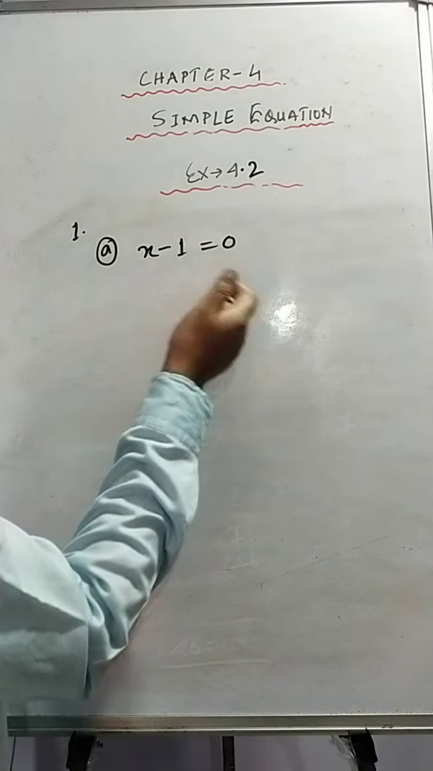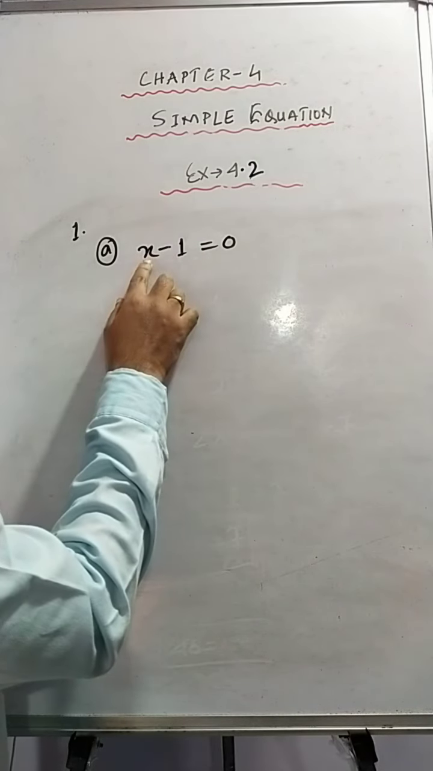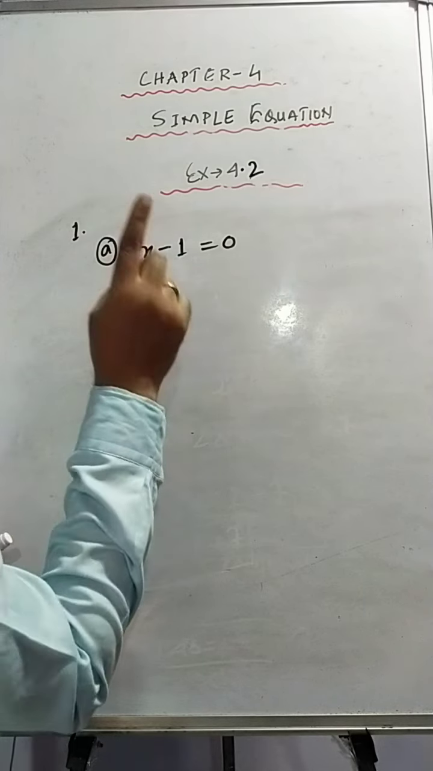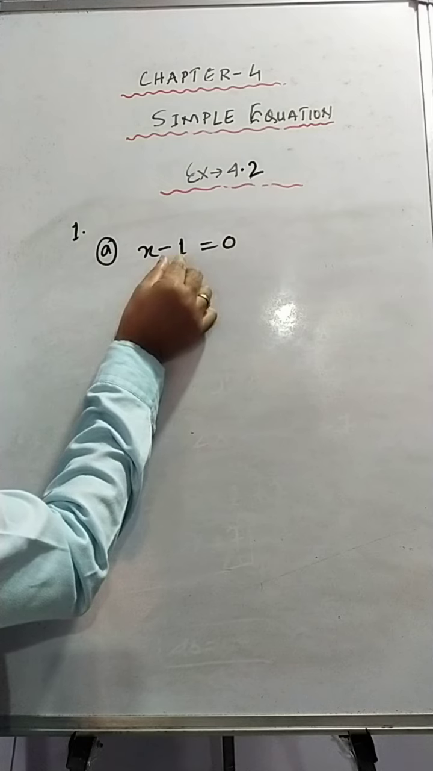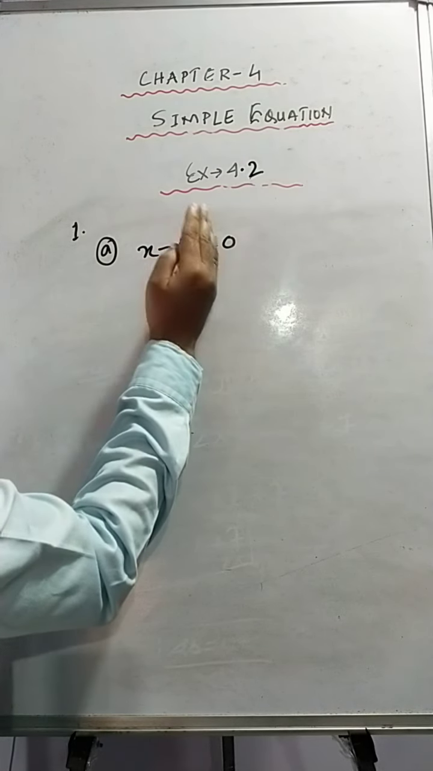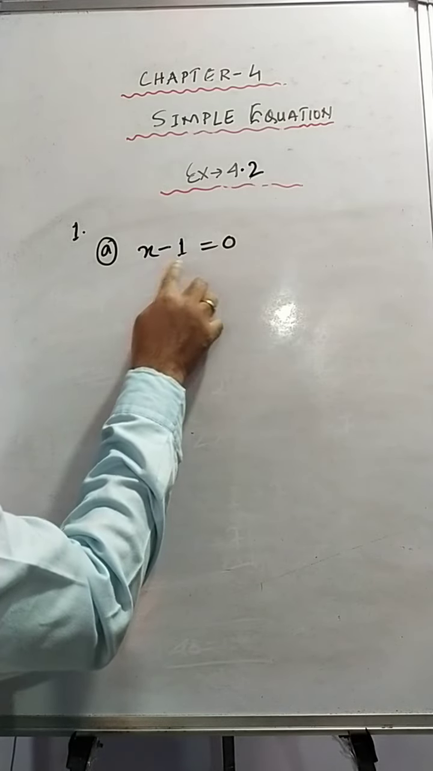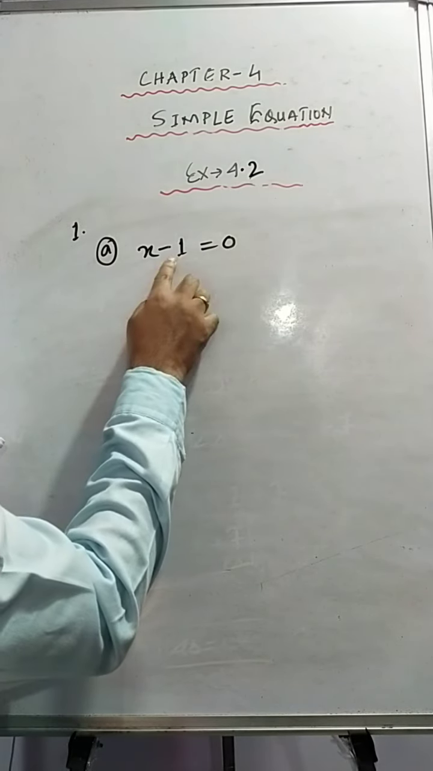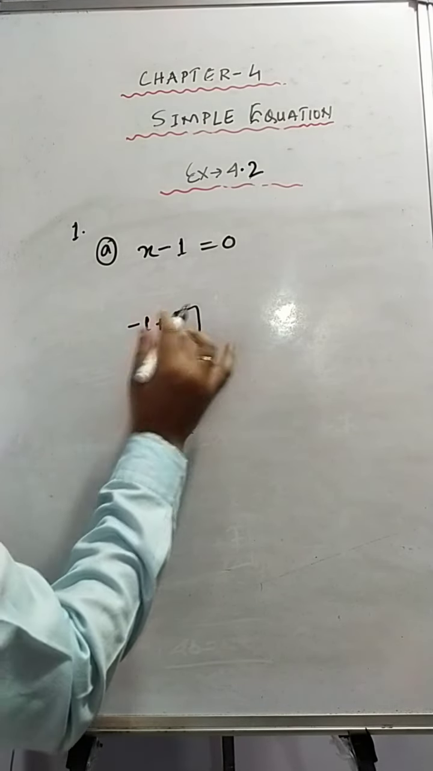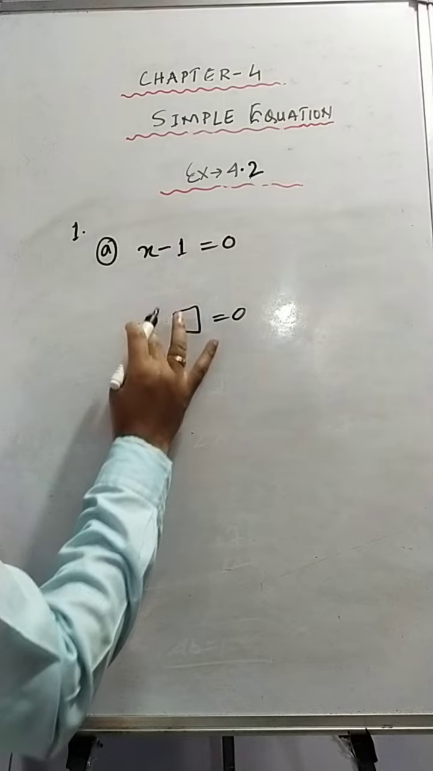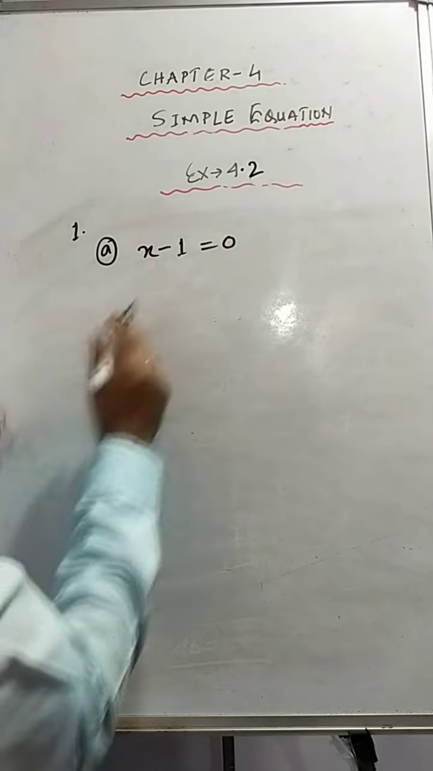Now how to get the value of x? As you see, on the left hand side, along with x there is minus 1. So to get the value of x, you have to remove this minus 1. How to remove this minus 1? Suppose if minus 1 is here, what do you have to do to bring it to 0? What exactly do you have to do with minus 1 to bring it to 0, or remove it?